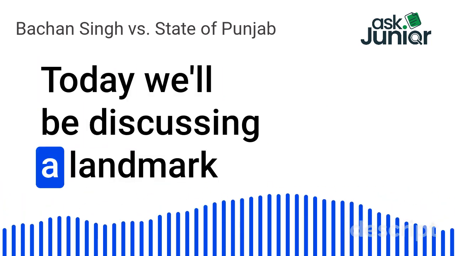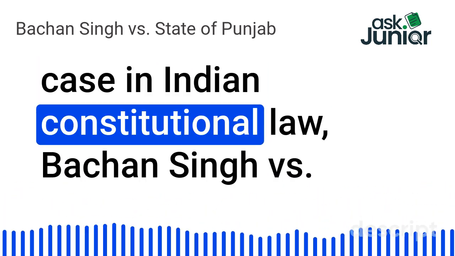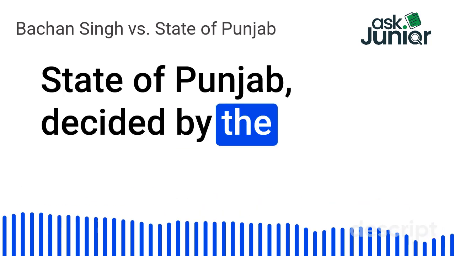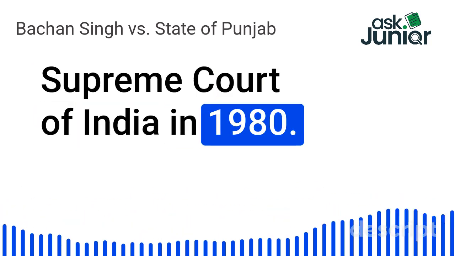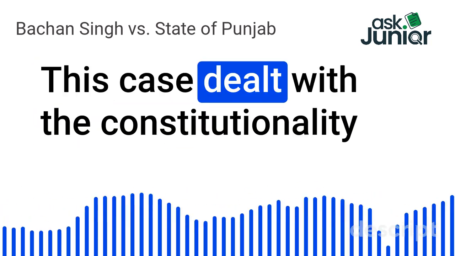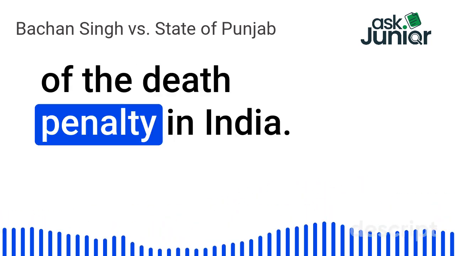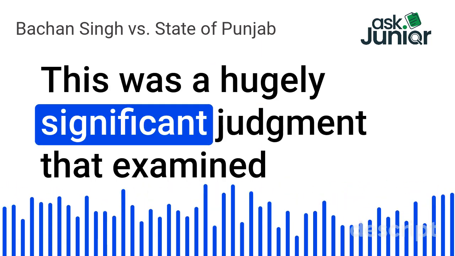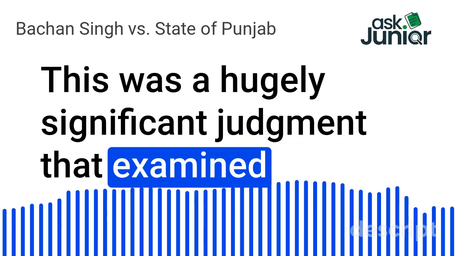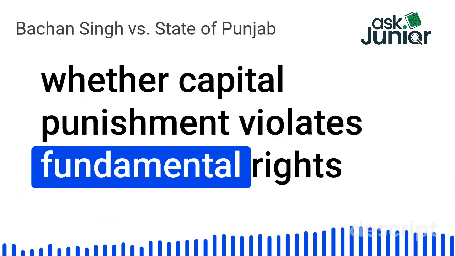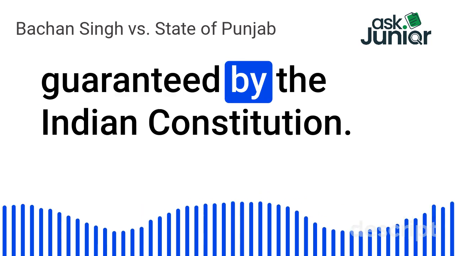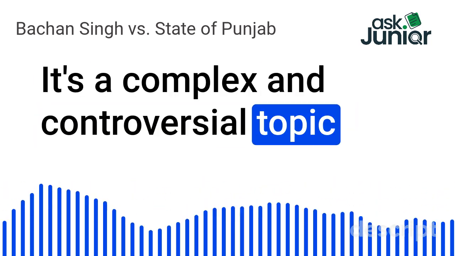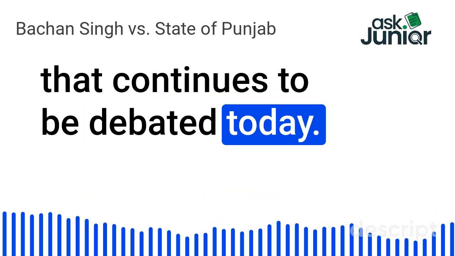Today we'll be discussing a landmark case in Indian constitutional law, Bachan Singh versus State of Punjab, decided by the Supreme Court of India in 1980. This case dealt with the constitutionality of the death penalty in India. That's right, Sarah. This was a hugely significant judgment that examined whether capital punishment violates fundamental rights guaranteed by the Indian Constitution. It's a complex and controversial topic that continues to be debated today.